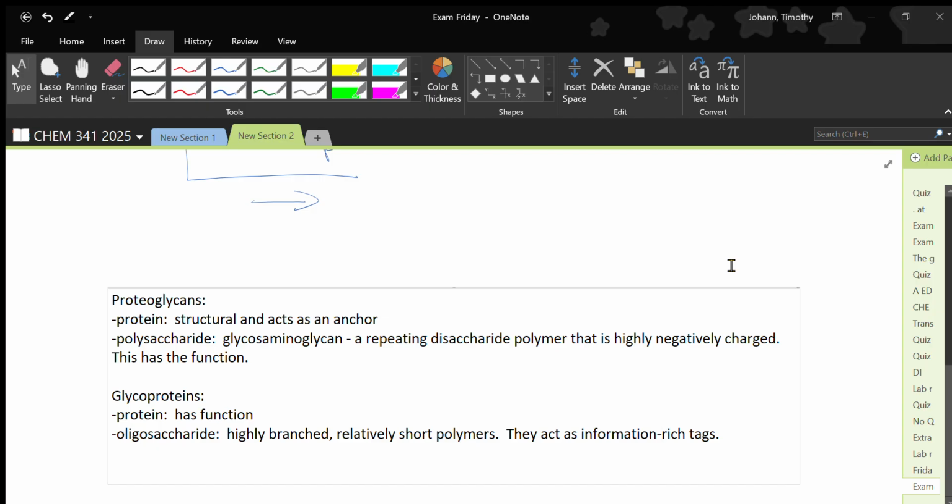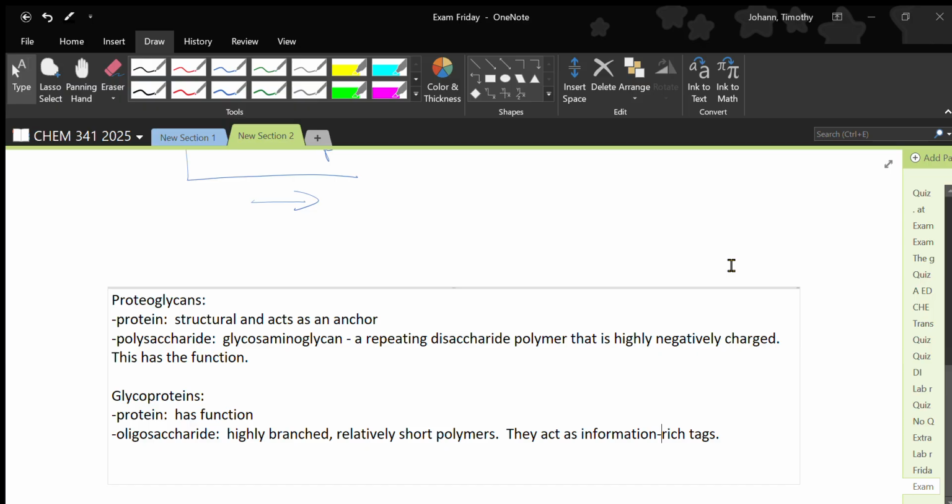Here, the proteins really anchor, just structural. But these two, our carbohydrates here, have different functions, and I care that you kind of know what they are. This one's reasonably easy. It's a highly branched, relatively short polymer, and it's an information-rich tag.